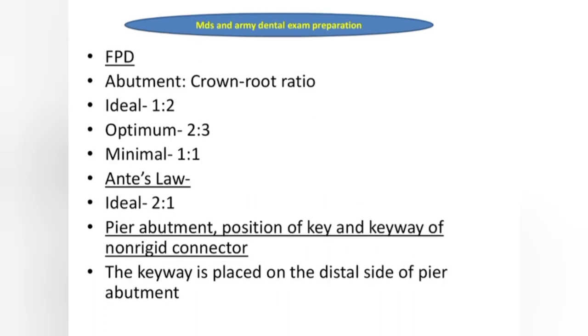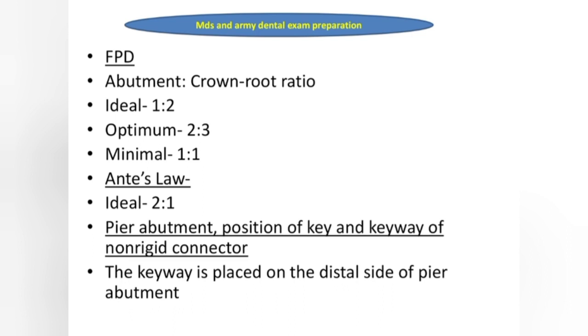The ideal crown root ratio of an abutment is 2:3, the optimum crown root ratio of an abutment is 1:2, and the minimal is 1:1. In Ante's law, the ideal ratio is 2:1.